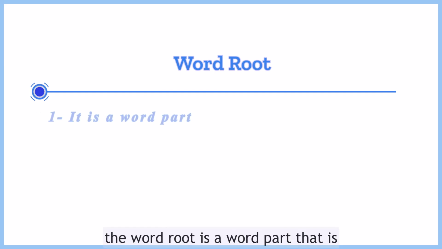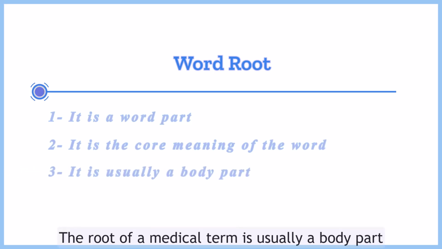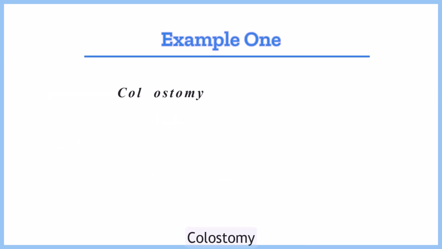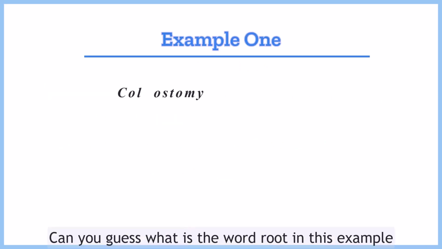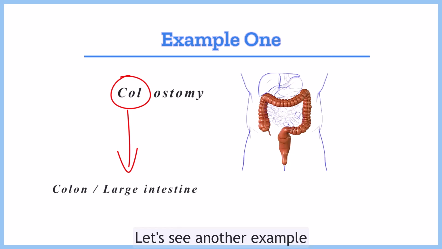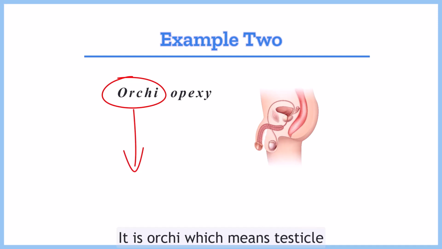The word root is a word part that is the core of the medical term and contains its fundamental meaning. The root of a medical term is usually a body part. Let's check these examples. Colostomy. Can you guess what is the word root in this example? It's col, which means colon. Let's see another example. What can be the word root here? It is arche, which means testicle.